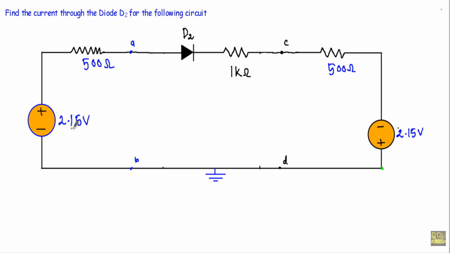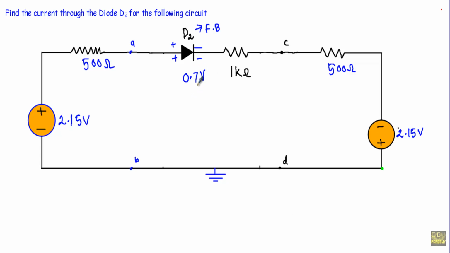See, the positive terminal of this 2.15 volt source will be connected with the P side of the diode D2, and the negative terminal will be connected with the N side, and this negative terminal will be connected with the N side of the diode D2. That means both the bias voltages will drive the diode D2 in forward bias. So when this diode D2 will be in forward bias, it will maintain a voltage difference of 0.7 volt between this terminal and this terminal. So I can replace this diode D2 with a voltage source of 0.7 volt.